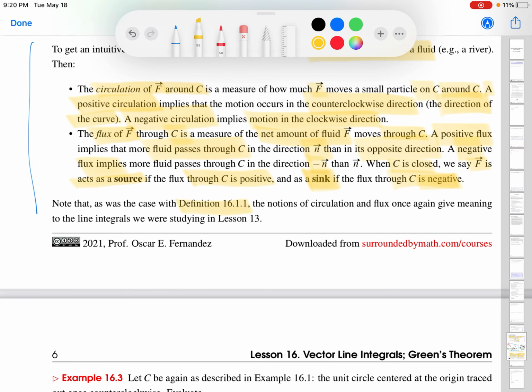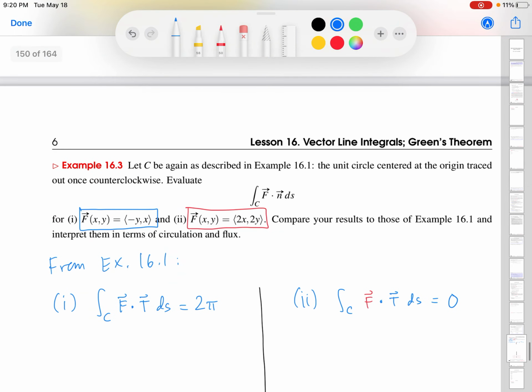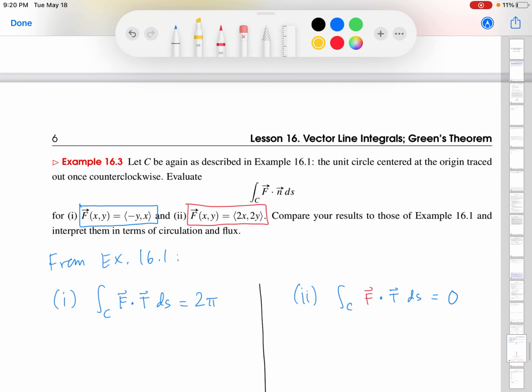Okay, so as was the case with our definition of work and the vector line integral associated with it, notions of circulation and flux can give meaning to the line integrals we were studying in lesson 13. So, in this lesson, we're just adding more and more different ways to interpret and, in some sense, visualize the line integrals that we were working with in lesson 13, that we did not necessarily have a way to visualize back then.